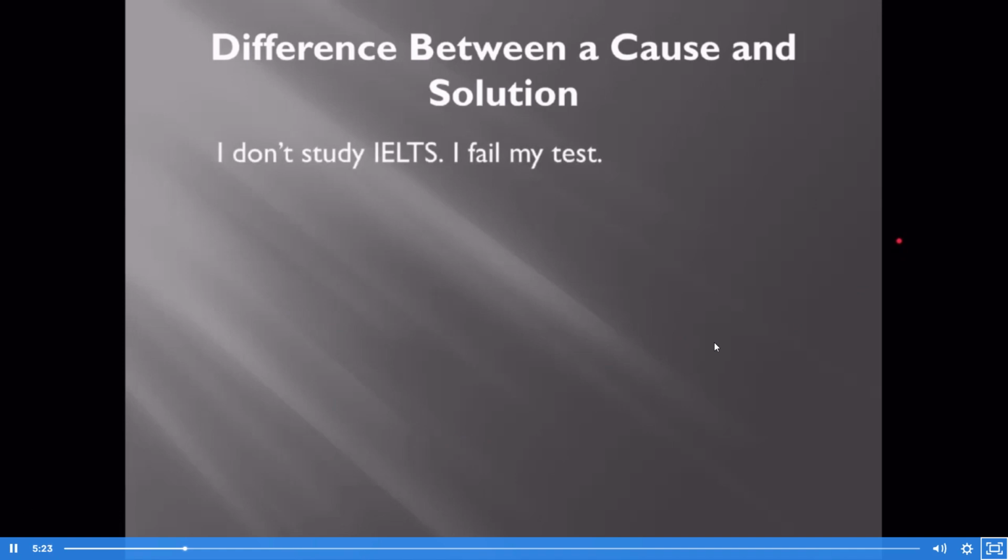Let's have a look at another problem that many of you might have. So I don't study IELTS and I fail my test. I don't get the score that I need. So what is the cause, what is the problem, what is the solution? The problem is that I failed my test, or the problem might be you cannot emigrate, or the problem might be that you can't get the job that you deserve. There are many different problems that causes. What is the cause? So let's look at one example.